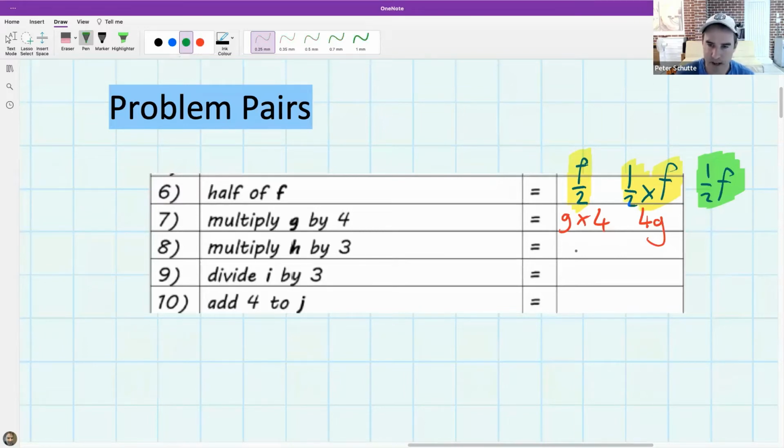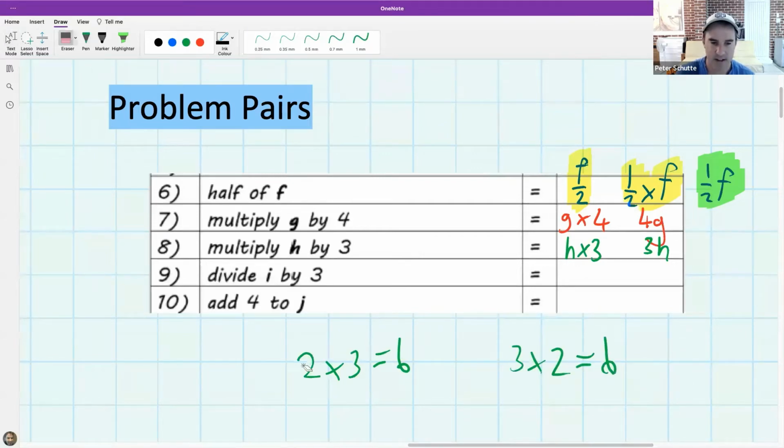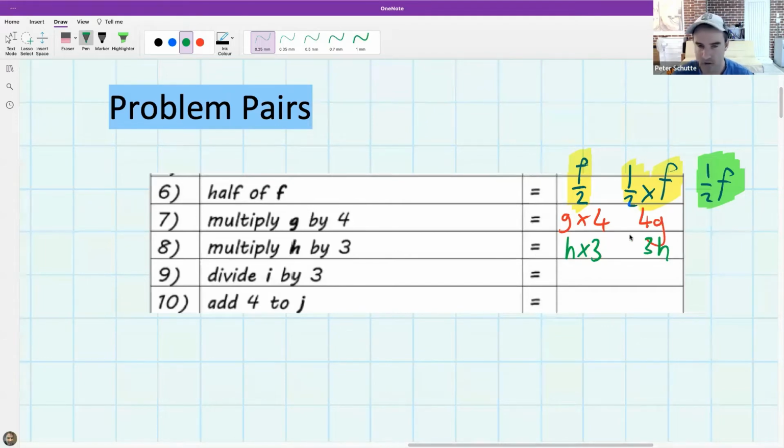Then multiply h by 3. We could go h times 3 like this, but h times 3 can also be written in algebra as 3h. And the reason that this can work is that when we multiply two things together, the order doesn't matter. To give you an example, 2 times 3 is 6, and it turns out that 3 times 2 is also 6. And so that's why it can mean the same thing. Both those answers would be correct. They're both correct translations, just depends almost like what dialect you speak.